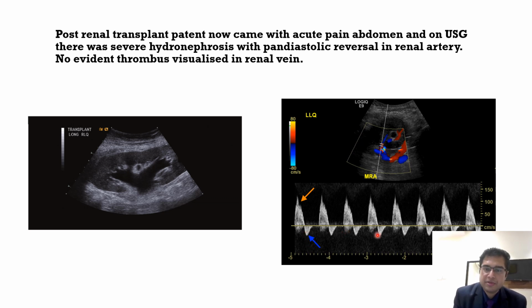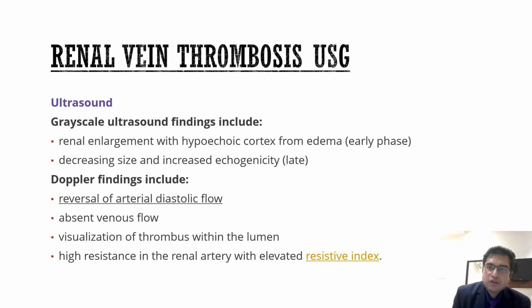These are the Doppler images. This is the gross hydronephrosis. The Doppler images show reversal of the diastolic flow in the renal arteries. So renal vein thrombosis on ultrasound usually shows, on gray scale, renal enlargement in early cases and decreased size in late cases with increased echogenicity. Among Doppler findings, a very specific finding is reversal of the arterial diastolic flow, absent venous flow, and visualization of the thrombus within the lumen with high resistance in the renal artery.